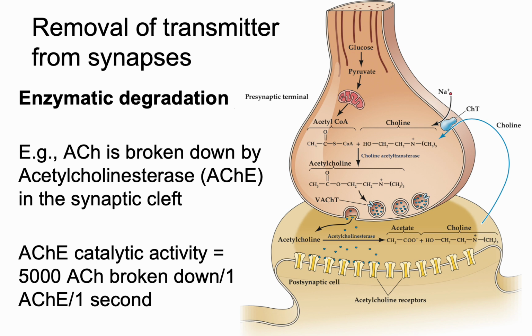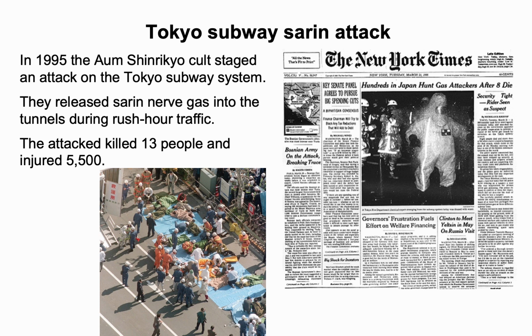So in the next few slides, I'm going to talk about sarin gas and the events that happened in the mid-90s in Tokyo, the Tokyo subway sarin gas attack. So this is a story of the infamous Tokyo subway sarin attack that happened in 1995. It was perpetrated by a doomsday cult, the Aum Shinrikyo cult, which gained popularity in Japan. It was founded in the late 80s by an acupuncturist named Shoko Asahara.